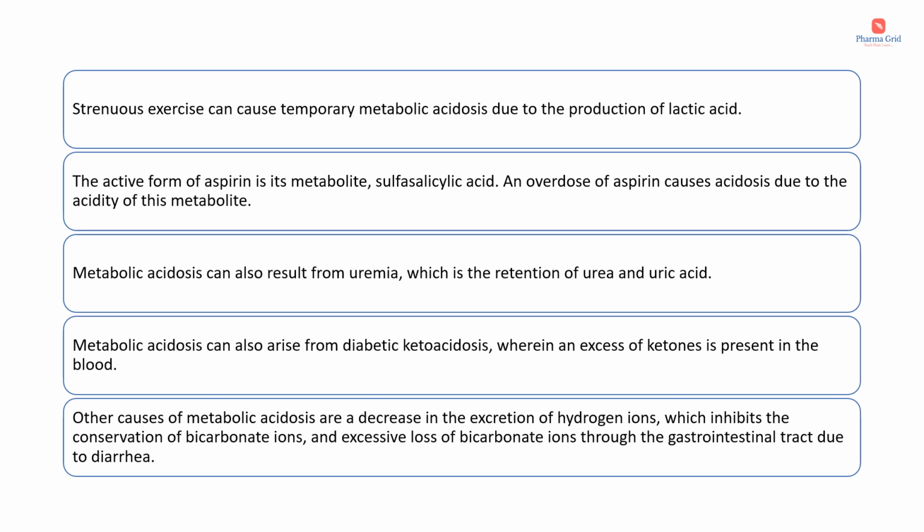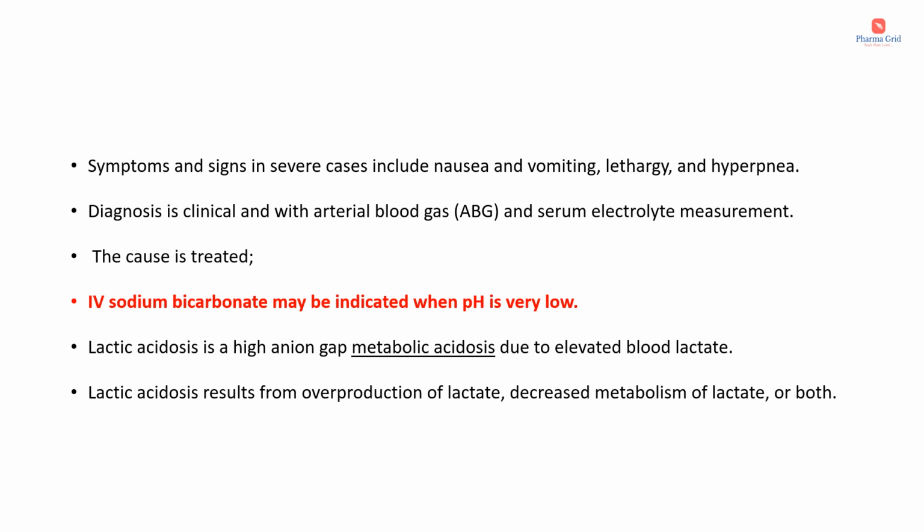Metabolic acidosis can also result from uremia, which is a retention of urea and uric acid. It can also arise from diabetic ketoacidosis, wherein an excess of ketones is present in the blood. Other causes are a decrease in the excretion of hydrogen ions, which inhibits the conservation of bicarbonate ions, and excessive loss of bicarbonate ions through the gastrointestinal tract due to diarrhea. Symptoms and signs in severe cases include nausea and vomiting, lethargy and hyperpnea. Diagnosis is clinical, with arterial blood gas and serum electrolyte measurement.